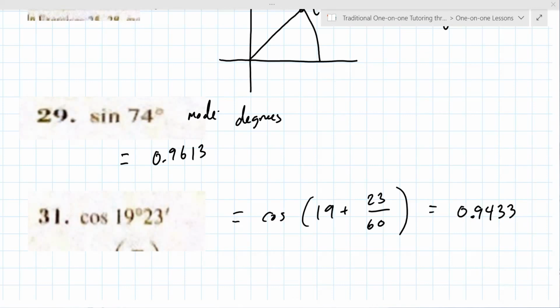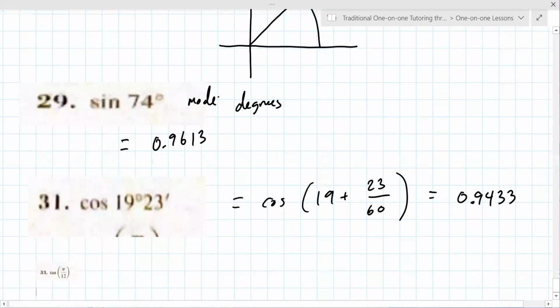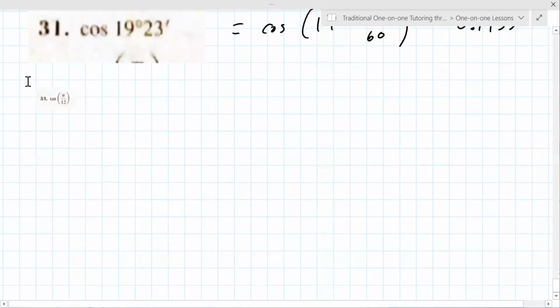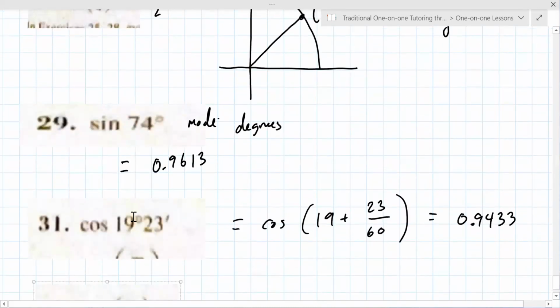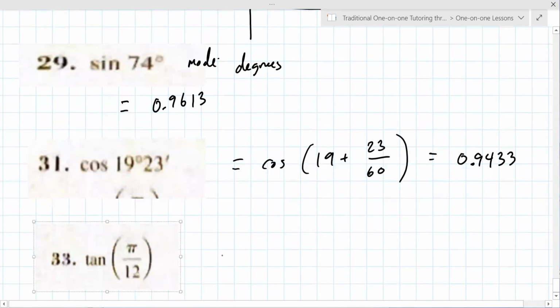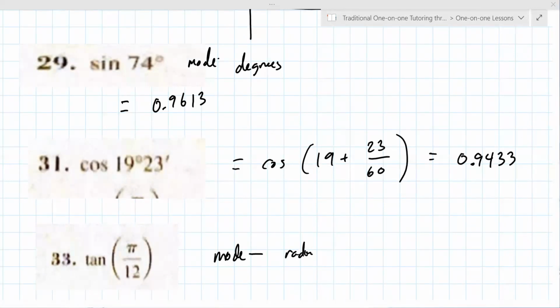33 is not degrees anymore. It's in radians. It's not because there's a pi, it's because there's no degree symbol. Notice that in these, there's a degree symbol, no degree symbol. So your mode better be in radian when you do this one. So tangent of pi over 12. I get 0.2679. Yeah, I get that too.